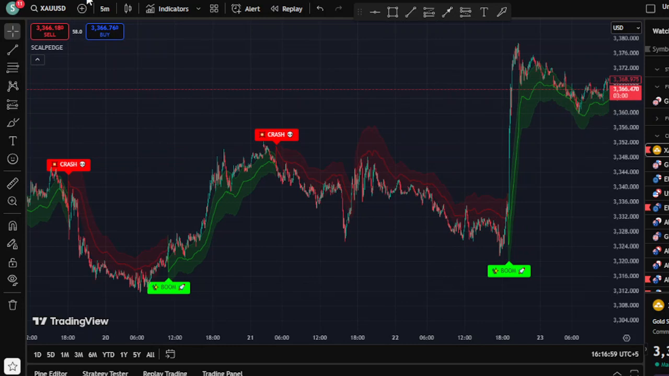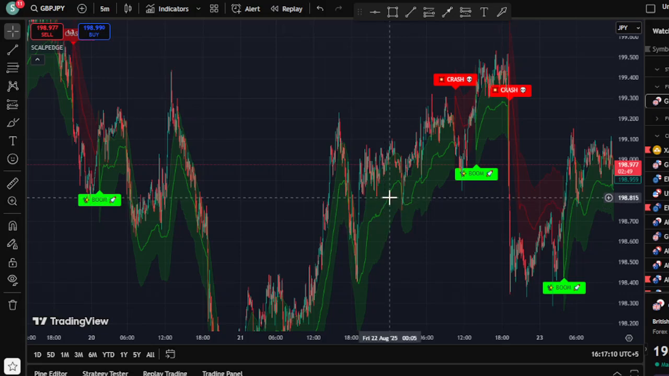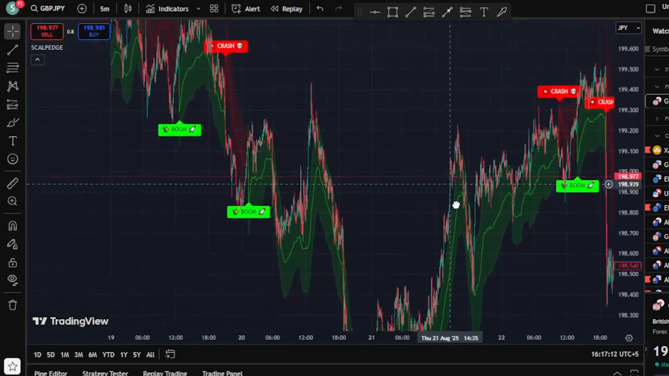Okay, so this is the 5 minute chart on gold. You can see that was the crash, price is down, boom, and you can see price is up, crash, down, and boom, up. So definitely it's more suitable for swing trading. Now we will talk about the different aspects of this indicator.